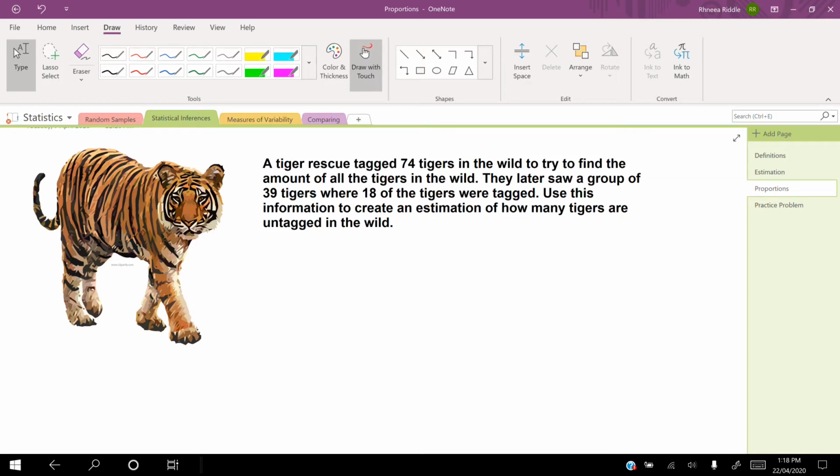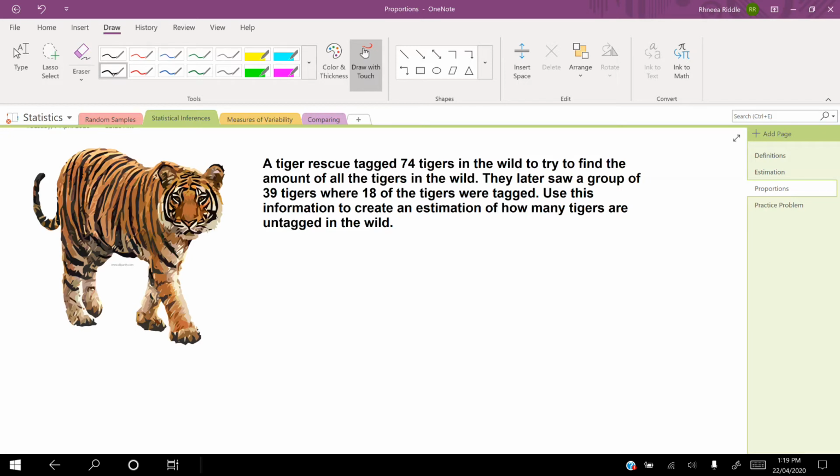So this question says that a tiger rescue tagged 74 tigers in the wild to try to find the amount of tigers that are in the wild. So they later saw a group of 39 tigers where 18 were tagged. So in that group of 39 tigers, only 18 of them had been tagged already. So use this information to create an estimation on how many tigers are untagged in the wild.